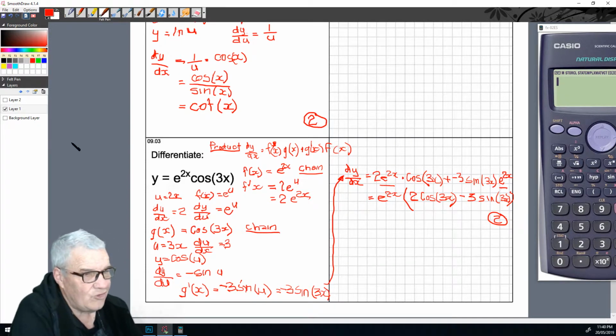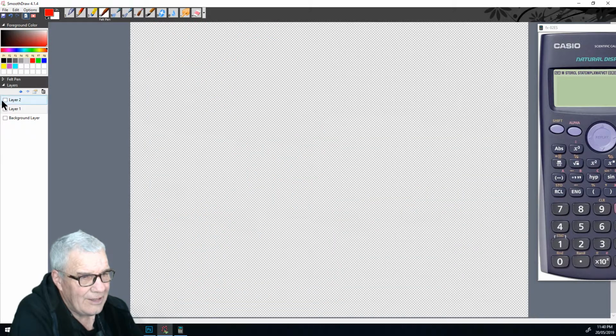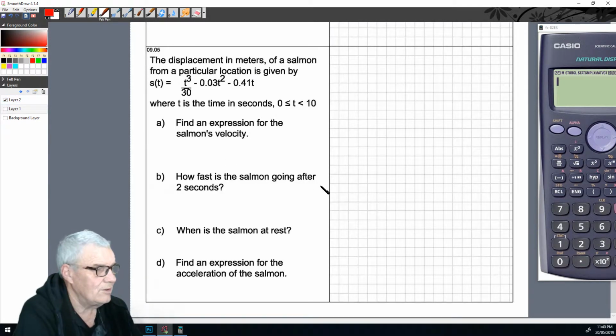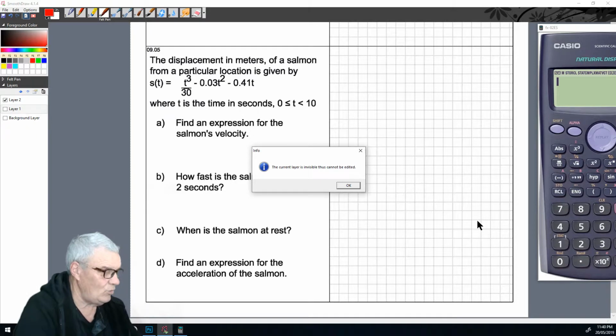So that's questions 1 to 3. So we'll turn off layer 1 and turn on layer 2.